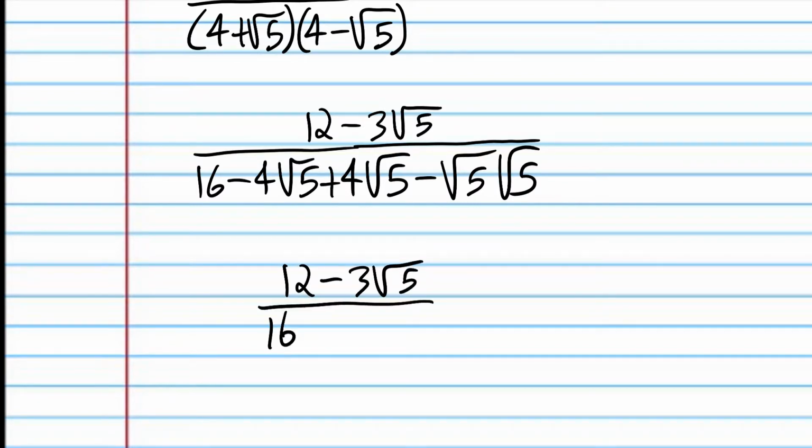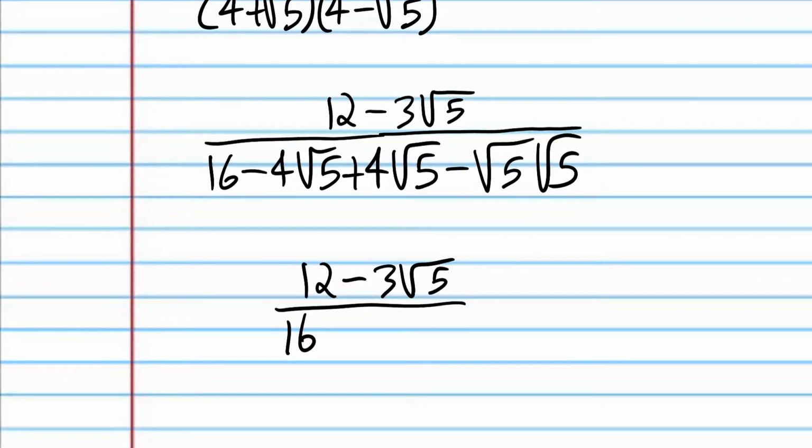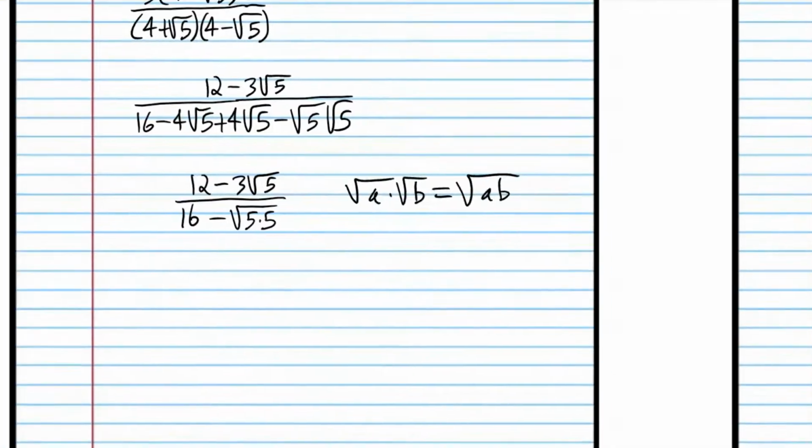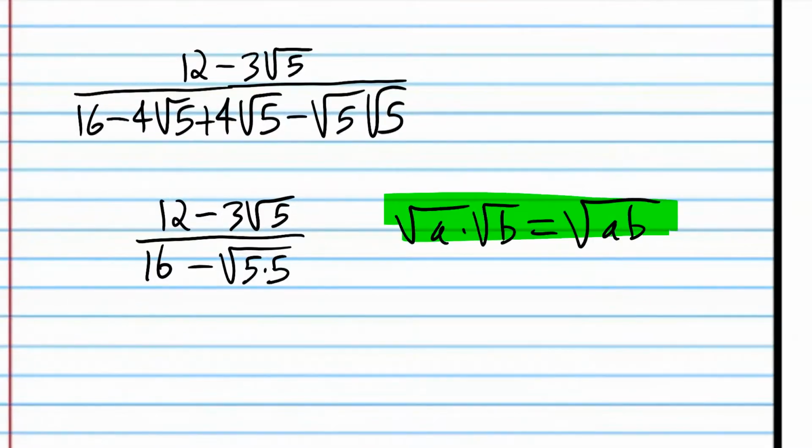over 16. And here's where the magic happens. You ready for this? This is why we did this. Here we have negative 4 root 5. Here we have positive 4 root 5. Those are going to cancel out when you add them together. And you're just going to be left with root 5 times 5. Because remember, we're using that principle over here. See this principle? When you're multiplying those roots, you can just put the product inside.